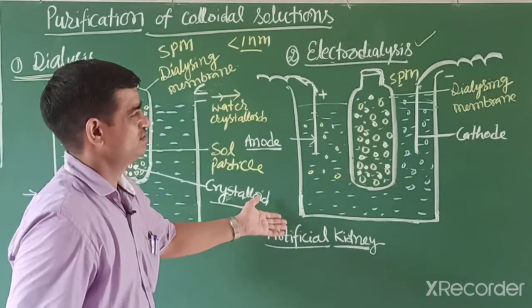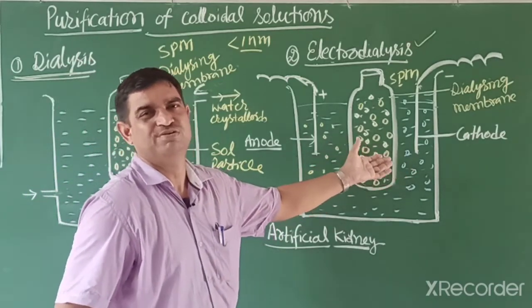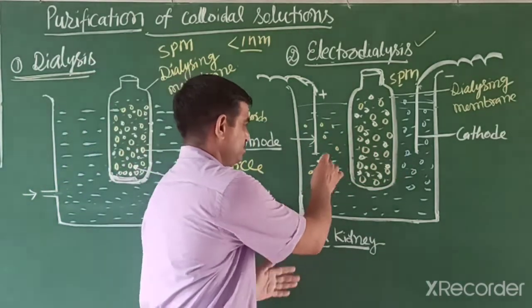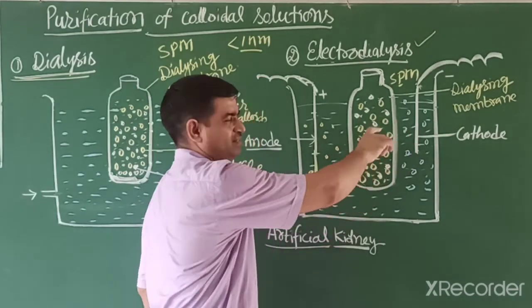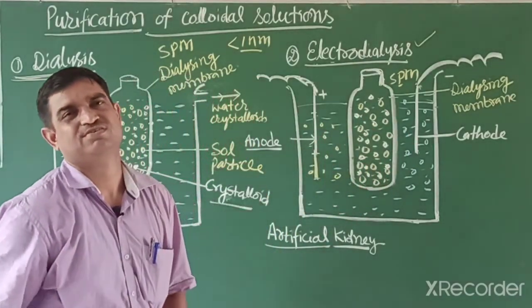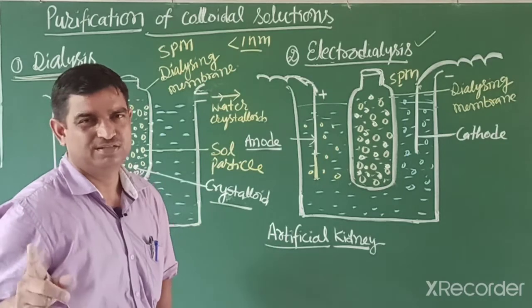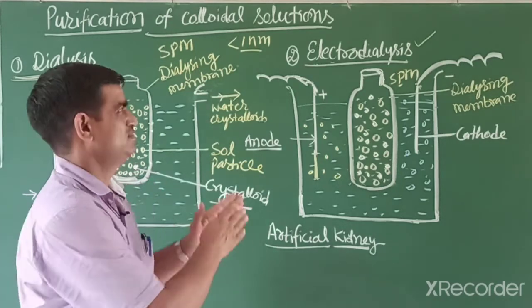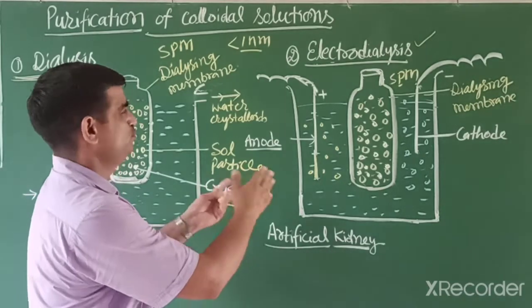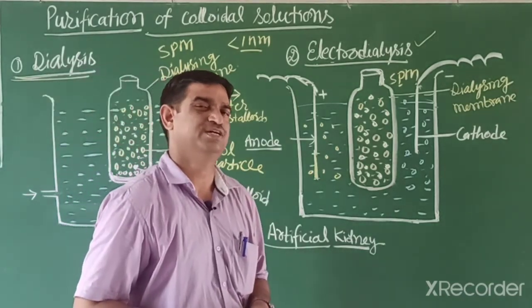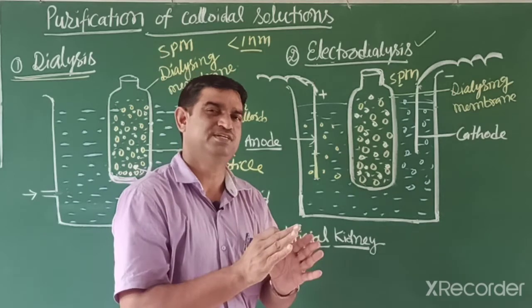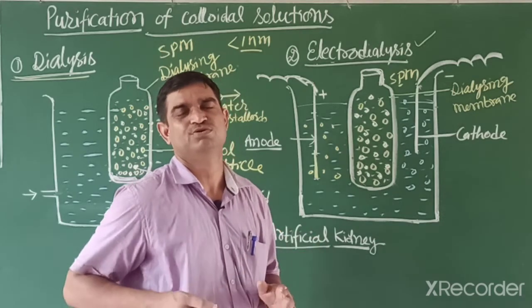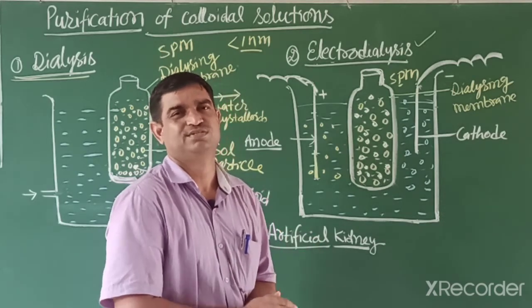These days mobile hospitals are going on, because when a person's kidney is not working properly, they use this dialysis or artificial kidney. The question comes many times in CBSE: a person is on dialysis, then what process is going on? That is purification of colloids, because our blood is a colloid, and urea has to be separated out from blood by this process, along with other salts.